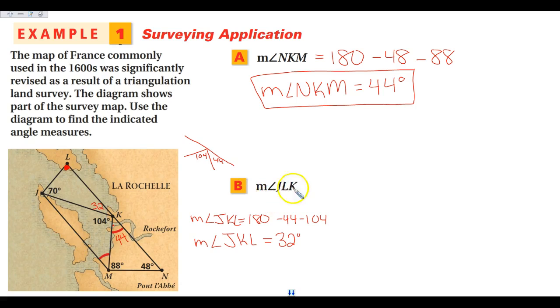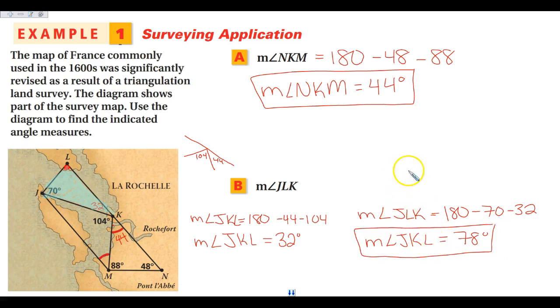Now from there, I can find the measure of angle JLK, by looking at this triangle here. I'm going to do 180 minus 70 minus 32, and that is going to give me 78 degrees. I wrote it backwards here, my apologies, this is JLK. So the measure of angle JLK is 78 degrees. If you have any questions on that, go ahead and write that down in your notes now.